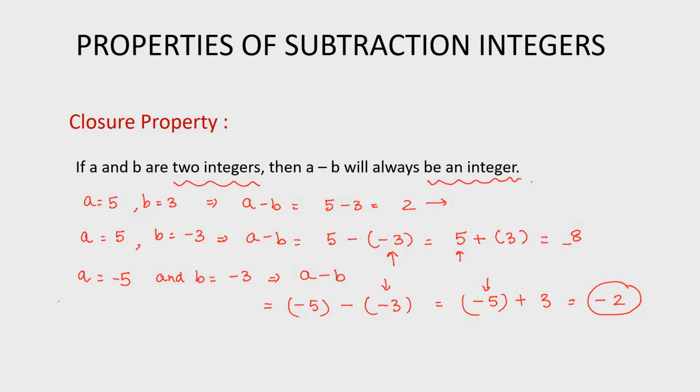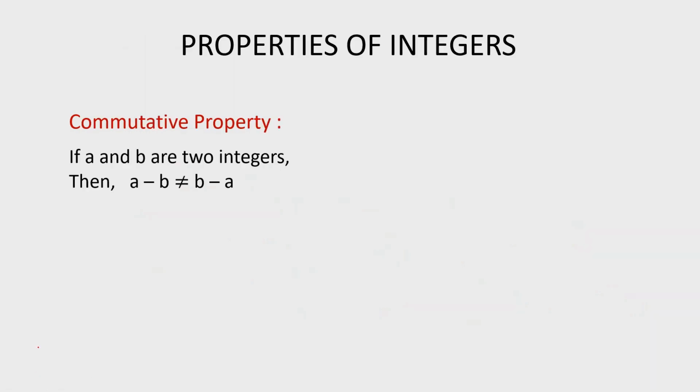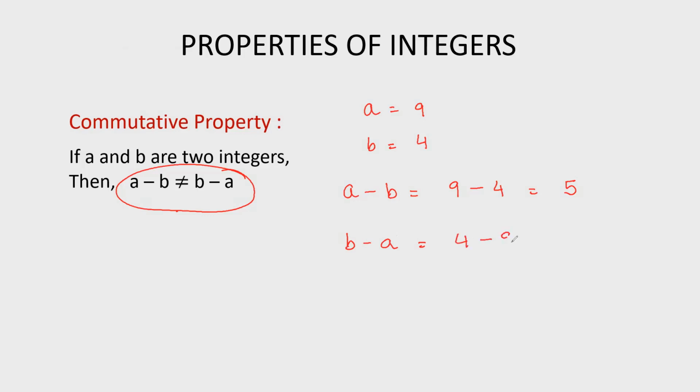Next, we move on to the second property, which is the commutative law. Now here the commutative law says that A minus B will not be equal to B minus A, where A and B are two integers. Let us take an example. Say A is 9, B is 4. I am taking two positive integers to make it simple. Now A minus B is 9 minus 4, which is 5. And now B minus A, which is 4 minus 9.